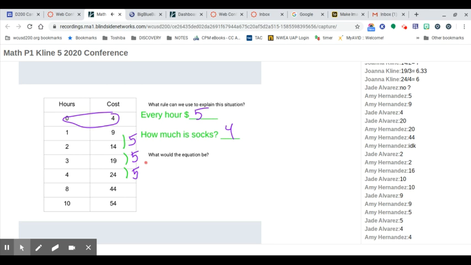So now I need to write an equation. Y equals something x plus something. What number will I multiply by? Do I multiply by 5 or do I multiply by 4? Which one changes every single time? Ooh, Amy, you're on top of things. Yep, every hour costs $5, so I'm multiplying by 5. Y equals 5x. And then we have to add 4 because that's how much our socks cost the one time. So that is our equation.